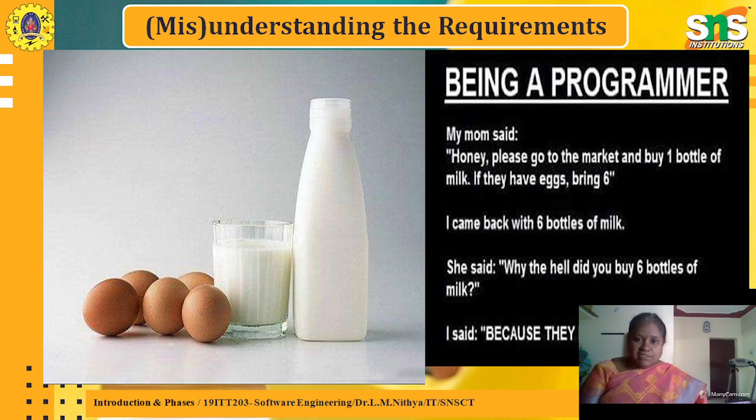Can you understand what it is? Here, the mom has told, honey, please go to the market and buy one bottle of milk. If they have eggs, bring six. This "bring six" is not clear, whether the six denotes the eggs or the bottles of milk. So you could see that this is a requirement statement: honey, please go to the market and buy one bottle of milk. If they have eggs, bring six.